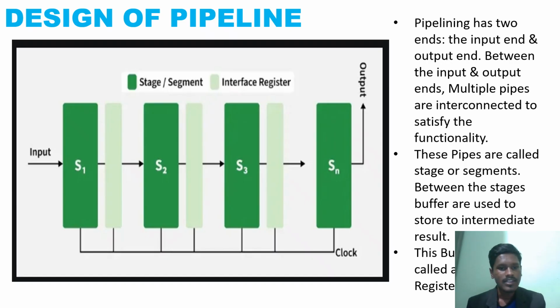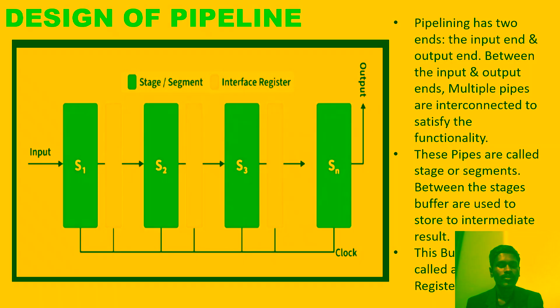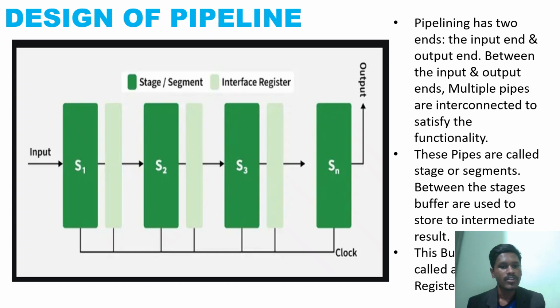See, in this diagram, we have this area which is lightly colored. It is known as the interface register, so that it can store the output of the previous segment, which produces the output for the given input. So it is stored till it gets out of the last segment.